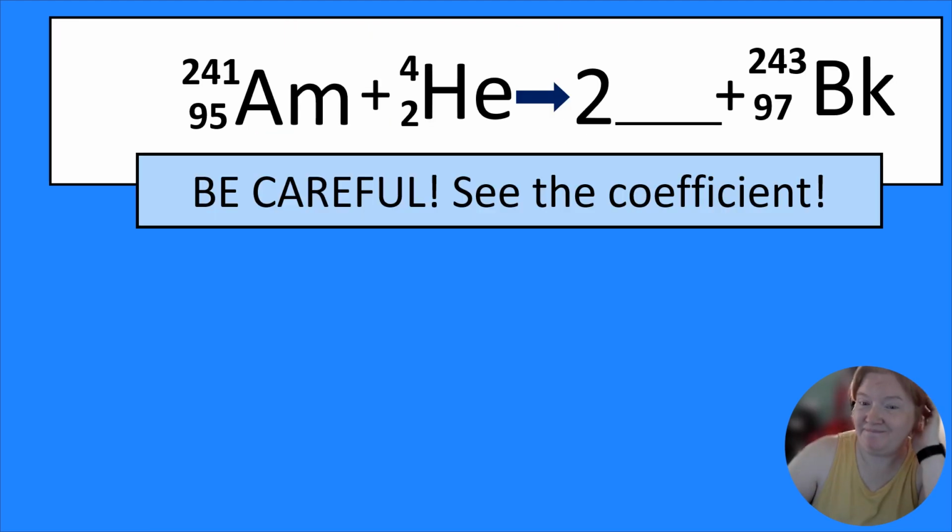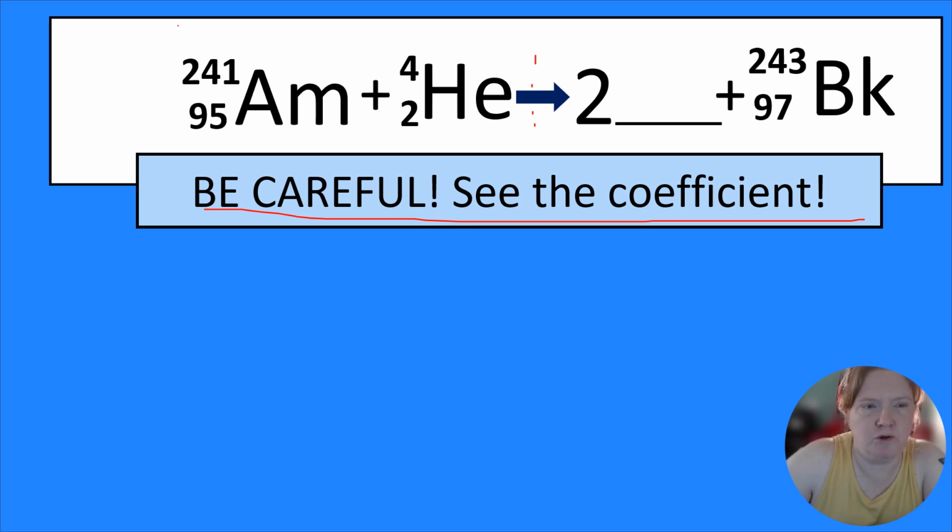All right, now this one can be a little bit tricky, so let me show you what I mean. First, it's a little bit longer. This I can tell is artificial transmutation, right? How do I know it's artificial? I have two reactants because here's my divider and I have two things over here. And also you see this note that says, be careful, see the coefficient. So let me show you what I mean.